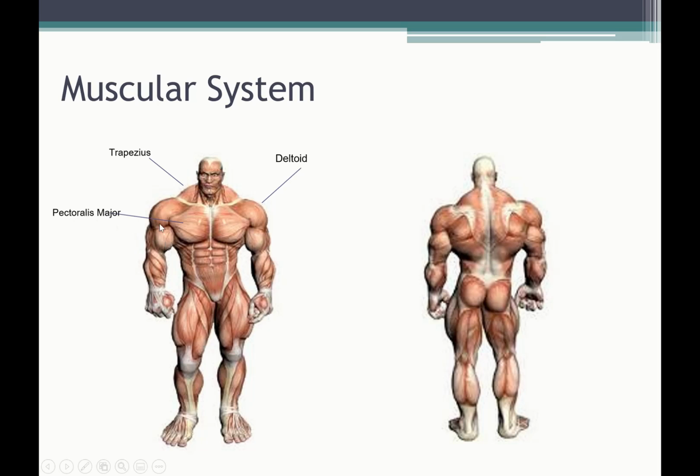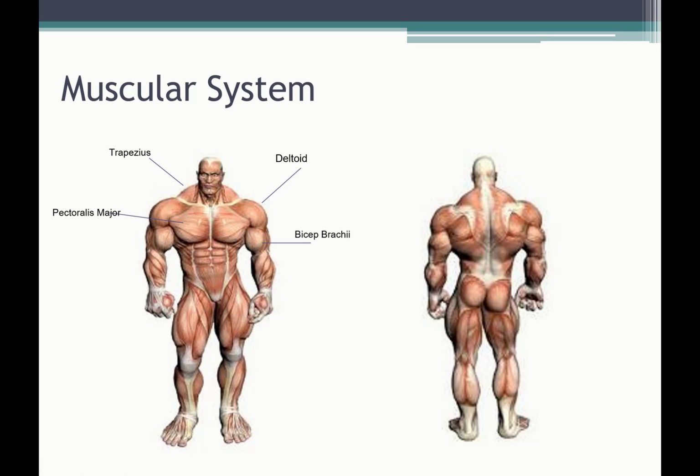Pectoralis major. Now, the reason why this is called the pectoralis major is because we also have a pectoralis minor, which is situated just underneath the pectoralis major in this area here, which I'm pointing to with my cursor. So pectoralis major, of course, makes up a huge part of the chest and is the key chest muscle.